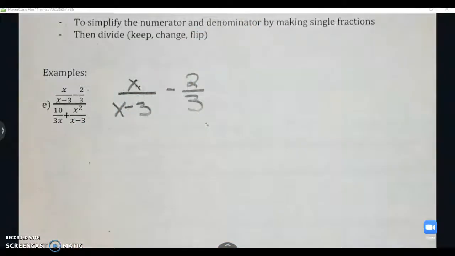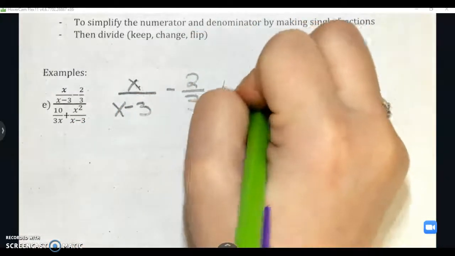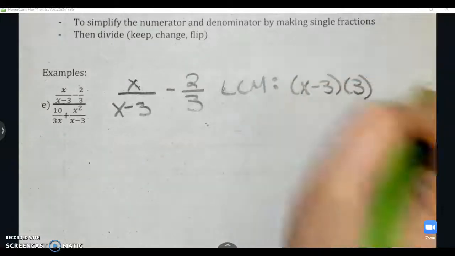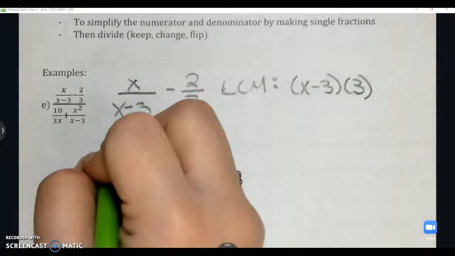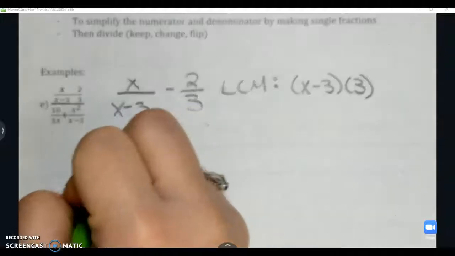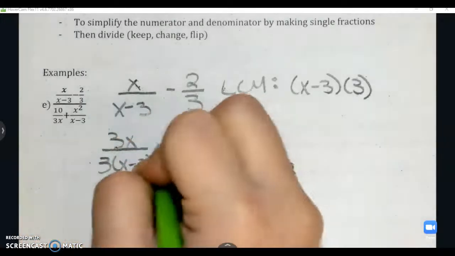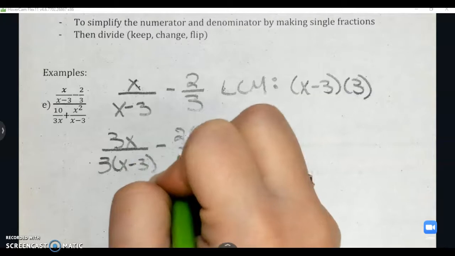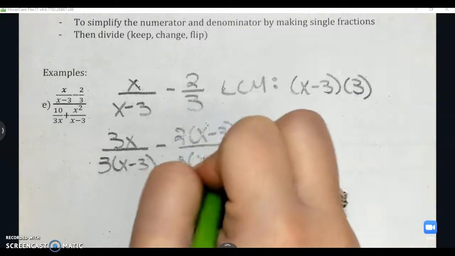So let's start with just our numerator. x over x minus 3 minus 2 over 3. I need a common denominator, so let's look for that least common multiple. It's going to be x minus 3 times 3. So our first fraction gets multiplied by 3 in the top and the bottom. And our second fraction gets multiplied by x minus 3 in the top and the bottom.